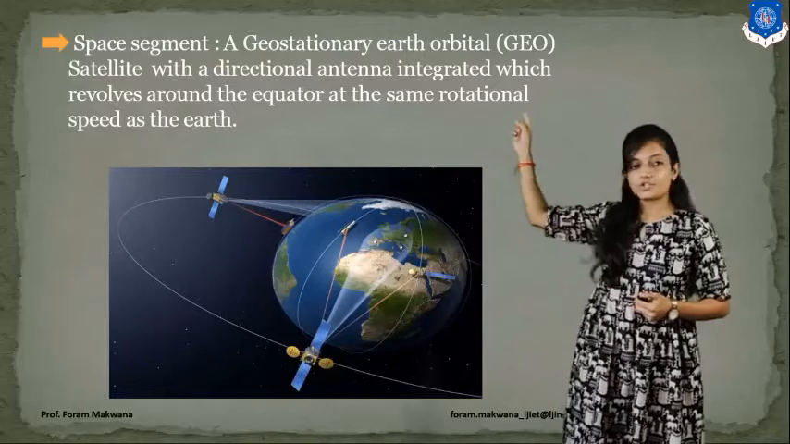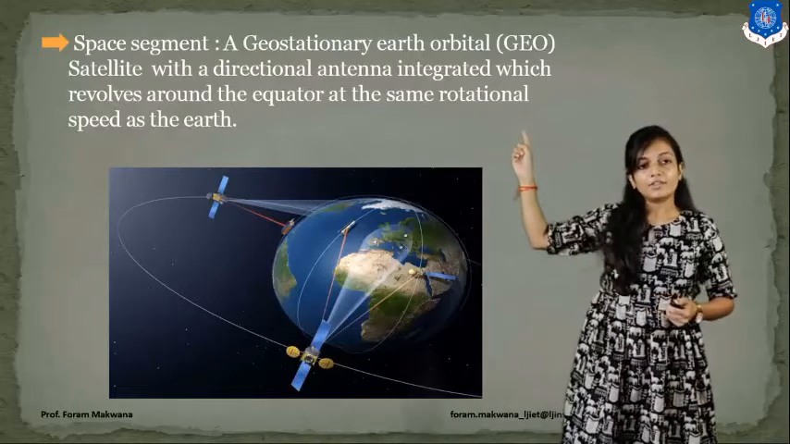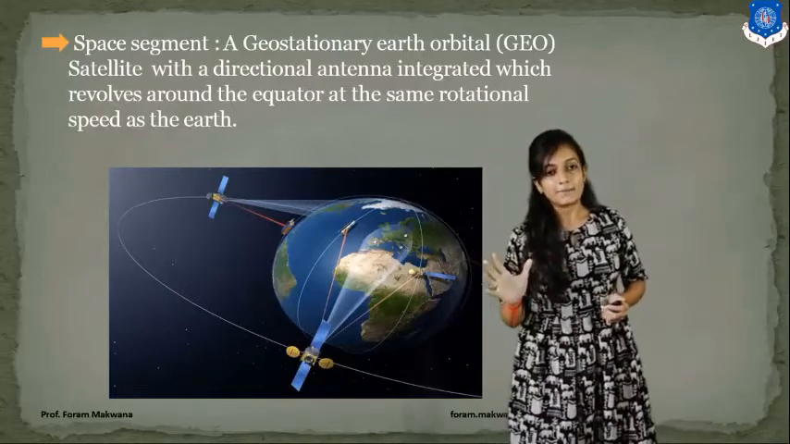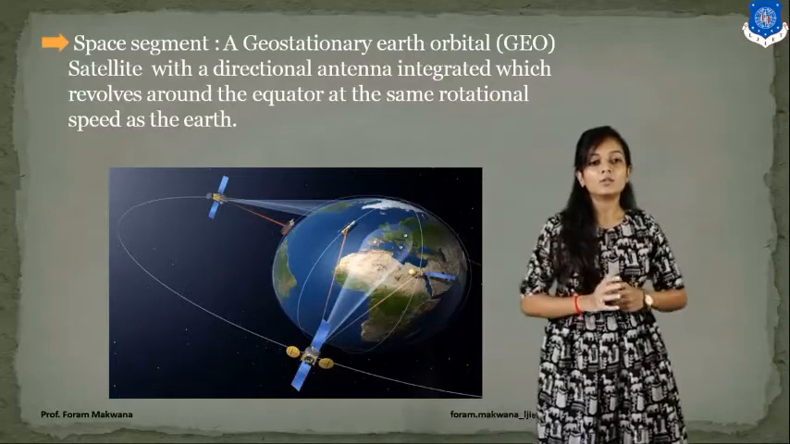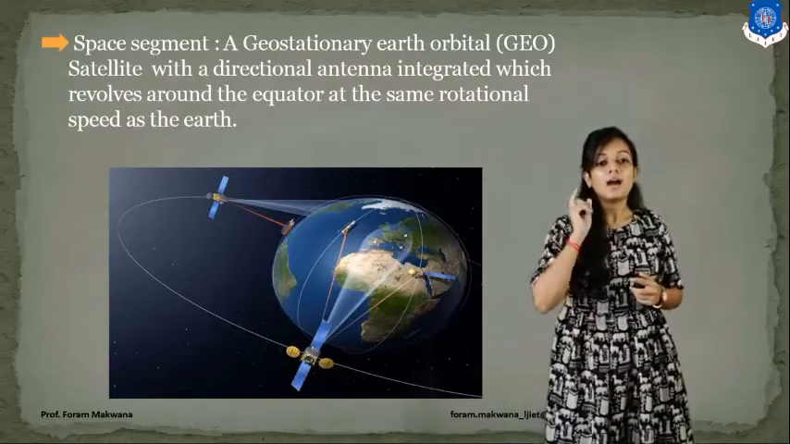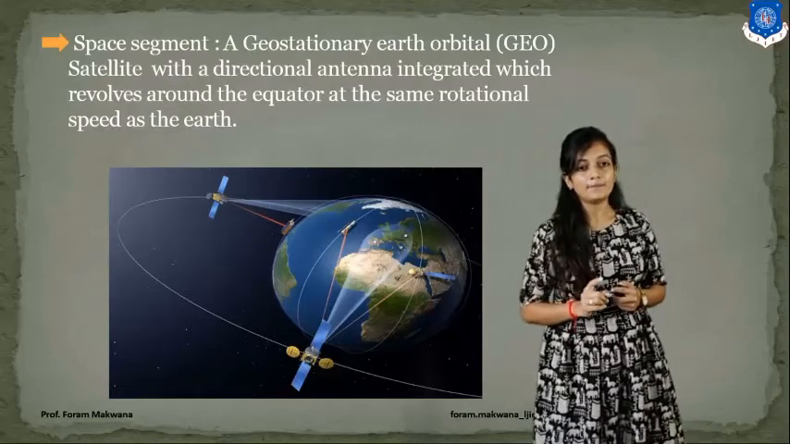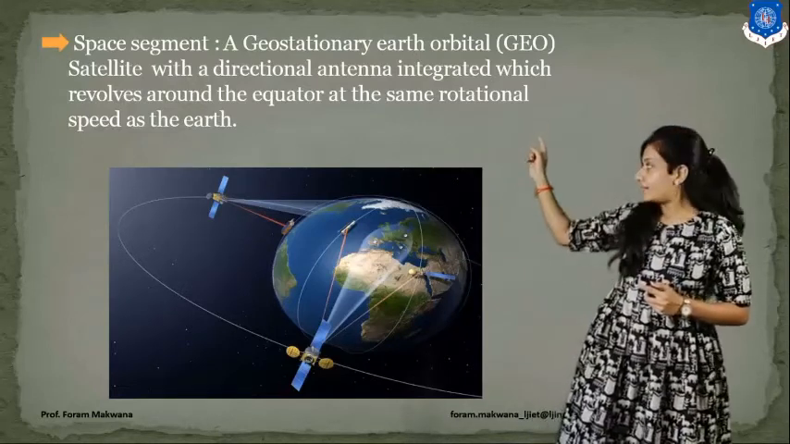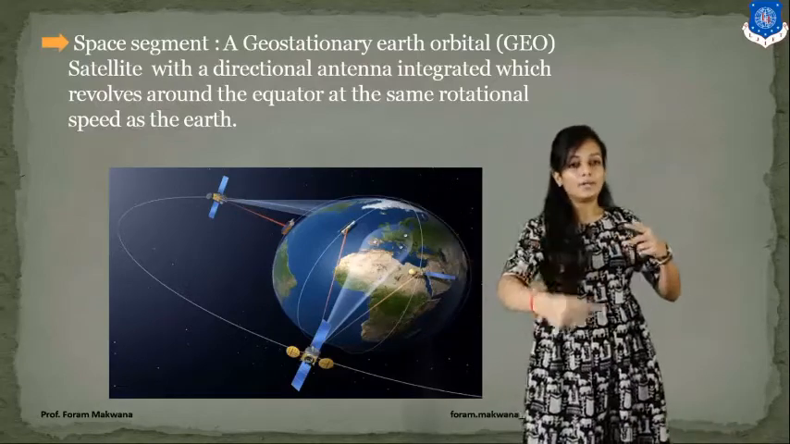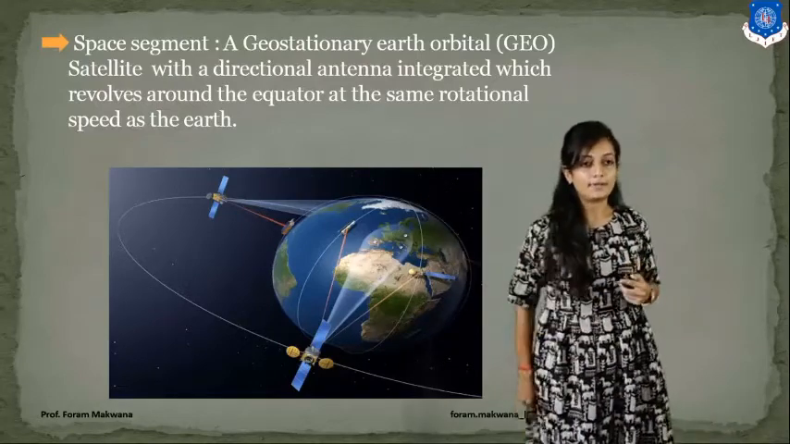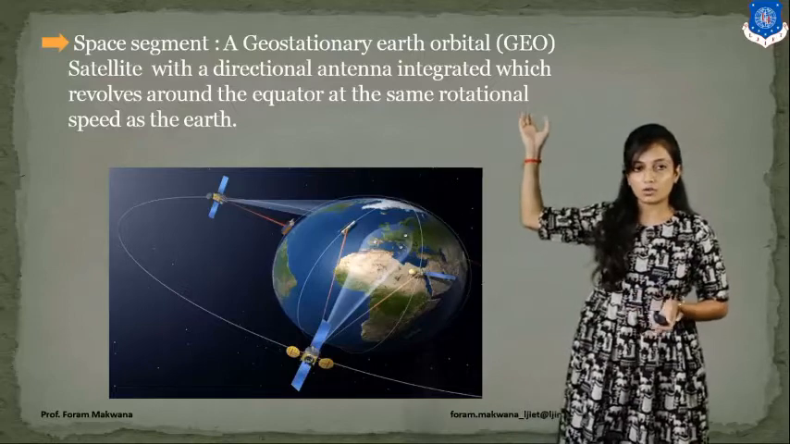So this is a geostationary Earth orbit satellite with a directional antenna. Why do we use the directional antenna? Because it can transmit the signal to a longer distance with higher gain. This directional antenna is integrated and revolves around the equator at the same rotational speed, because it is a geostationary Earth orbit, right?